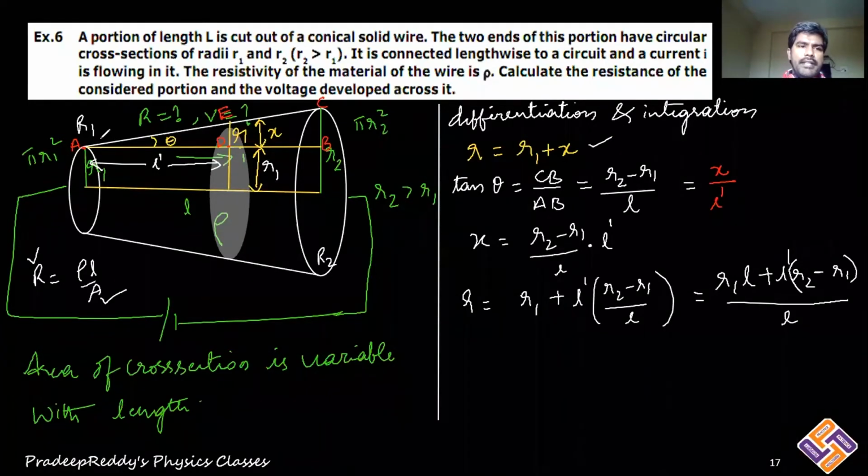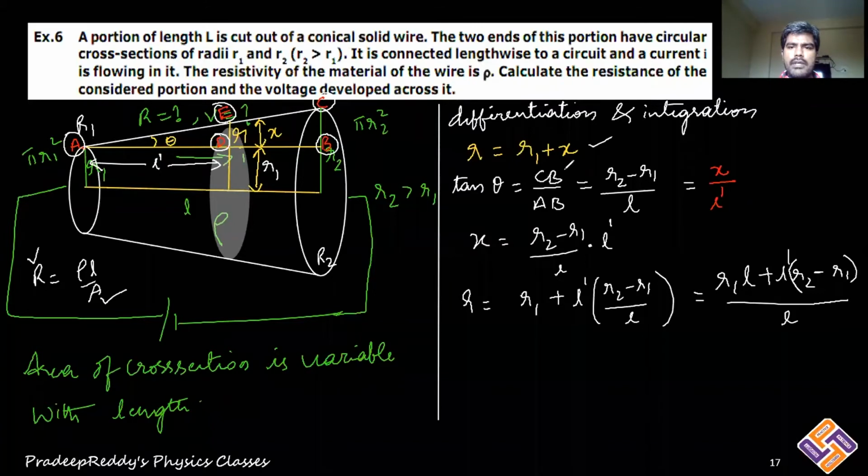Now, I am taking this triangle ABC. Here is A, here is B, and here is C. And I am taking one more triangle ADE. For both triangles, theta is the same. So I can write tan theta is equal to BC divided by this total length, and tan theta is equal to DE divided by the length from A to D. So that's what I am writing here.